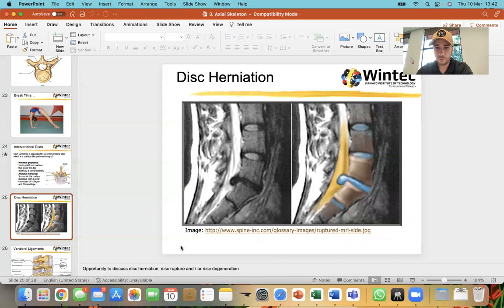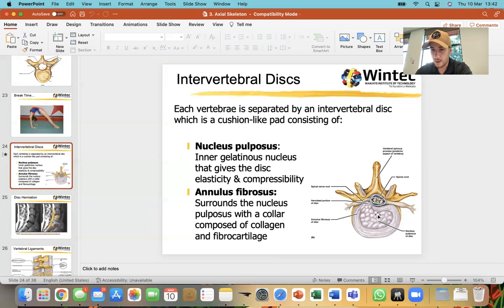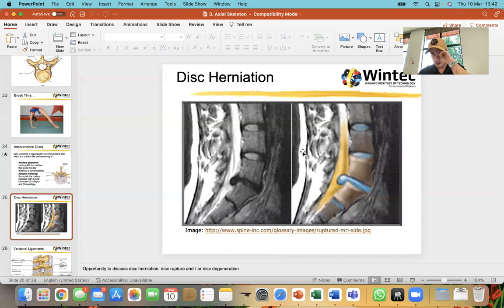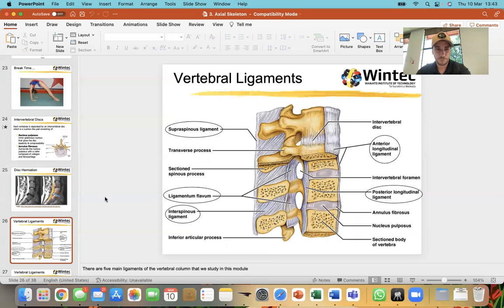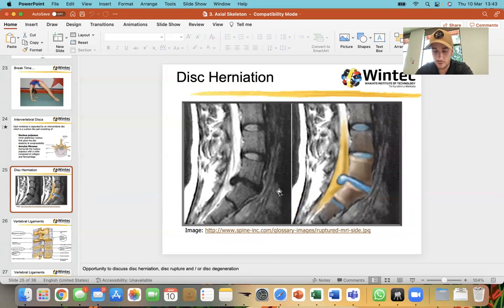We see here that if we have a disc herniation, you can see that the disc has broken out, so that the nucleus pulposus has actually broken through the wall of the annulus fibrosus. It causes a herniation where you can see it bulging out the side like that. This is just a diagram of what it looks like.